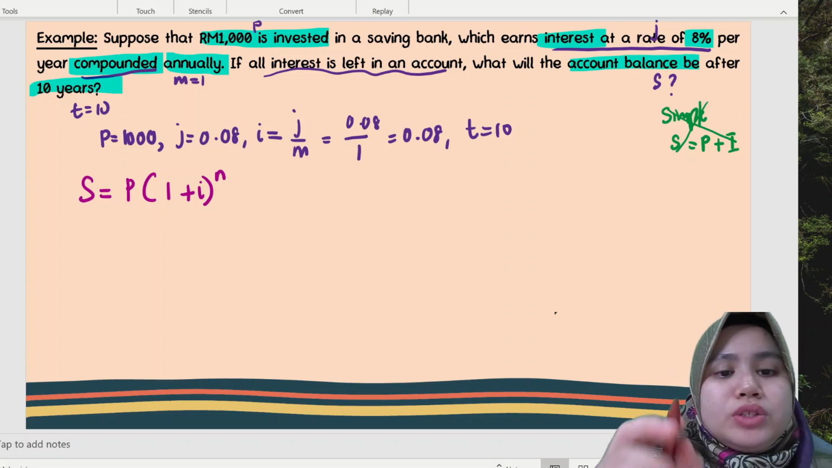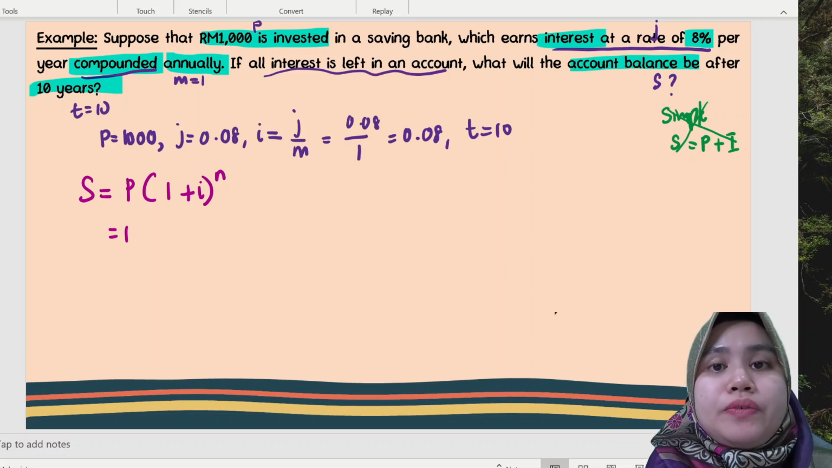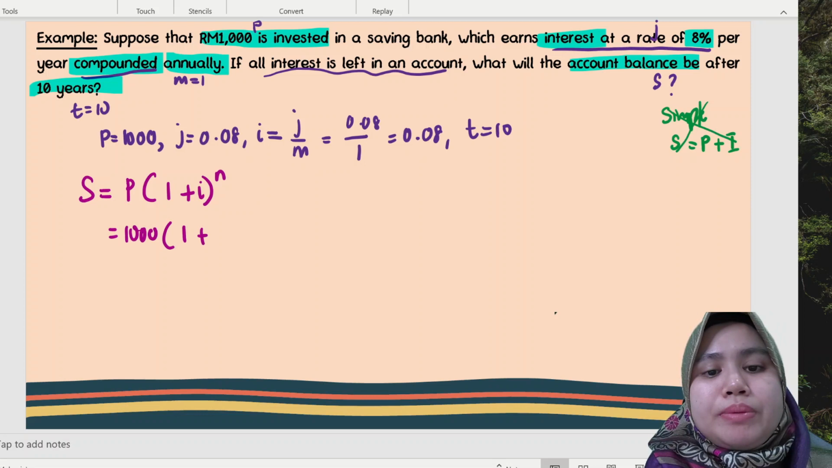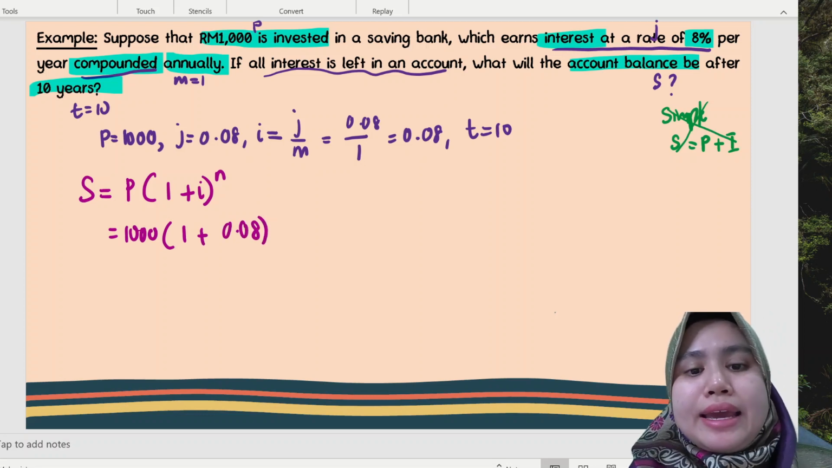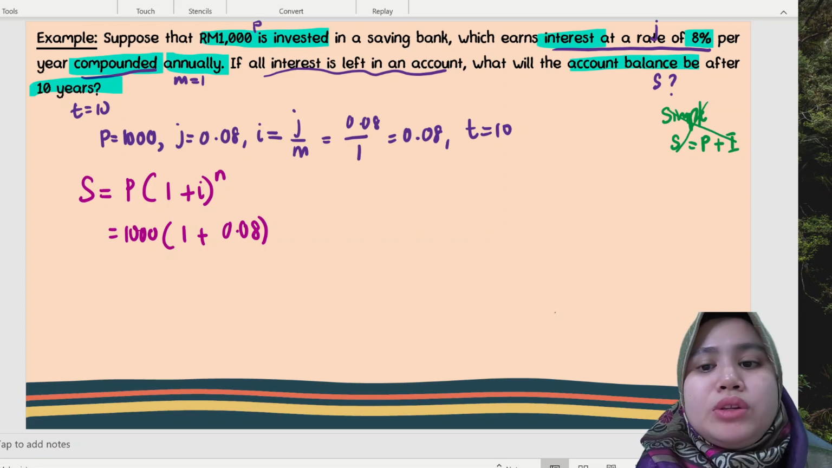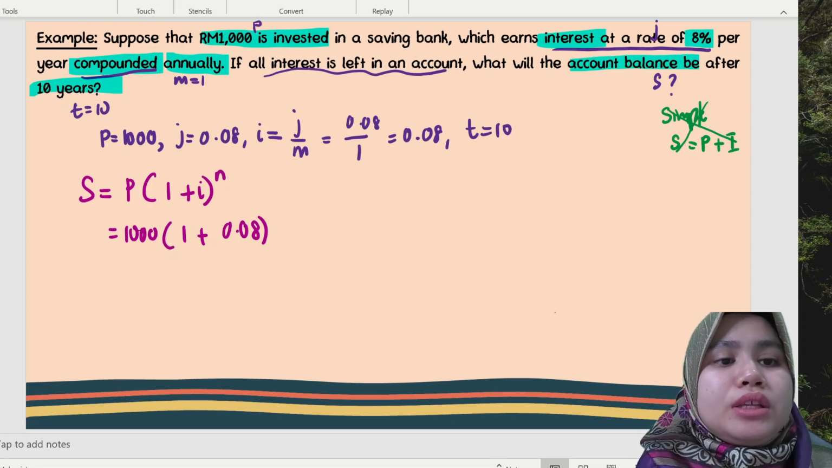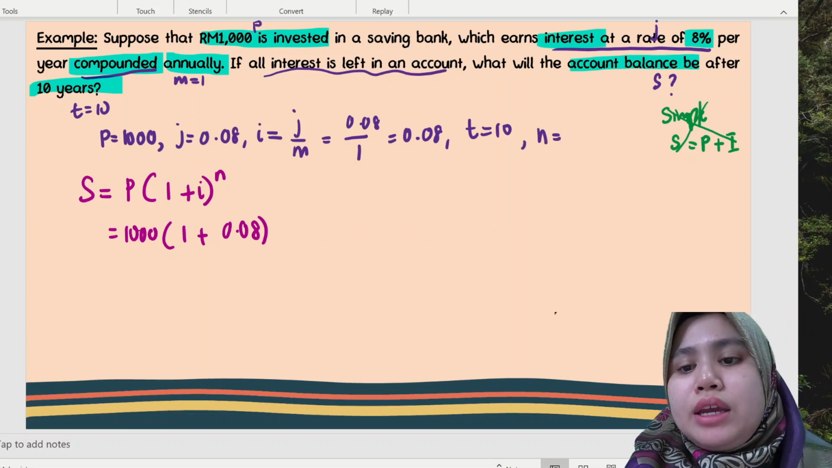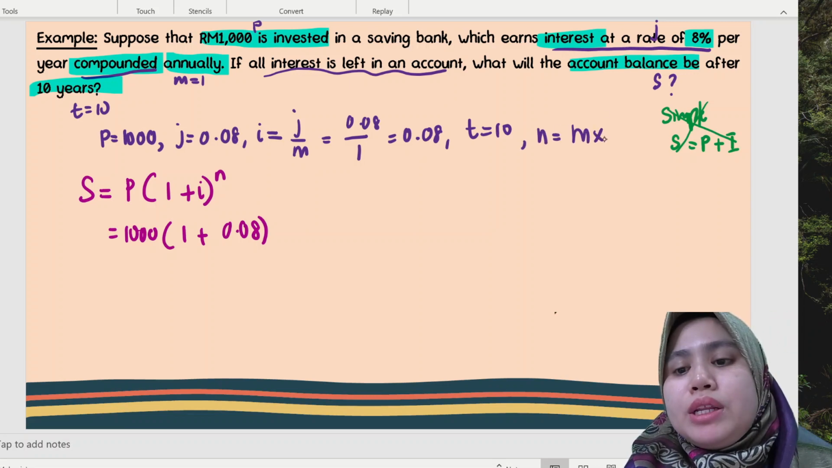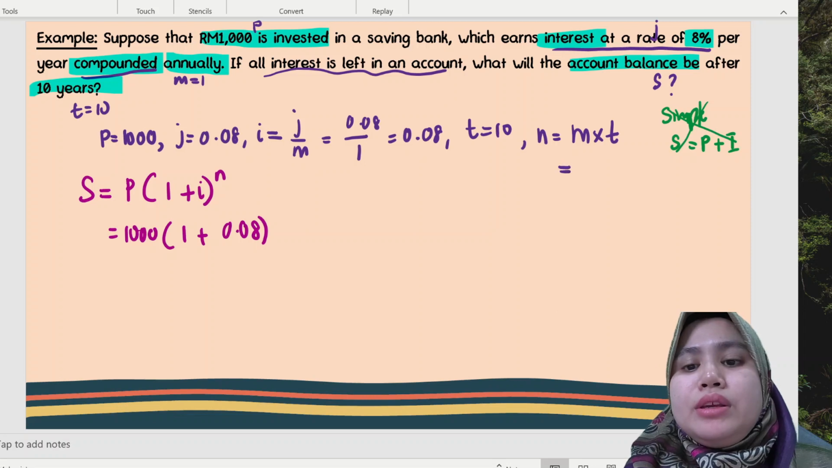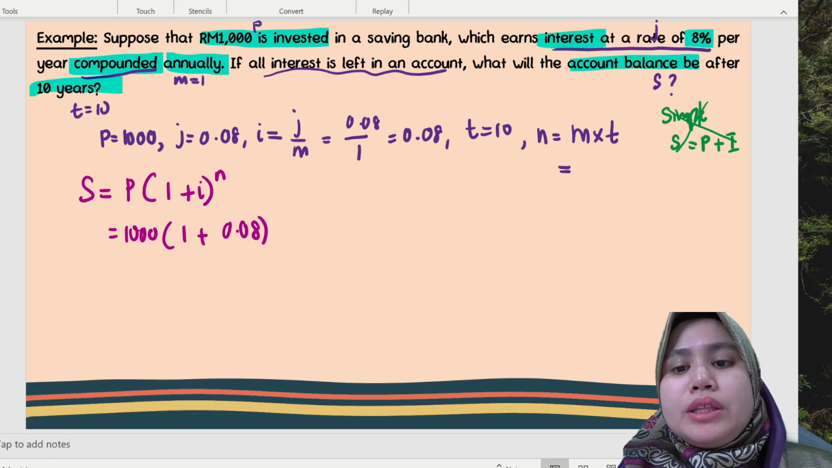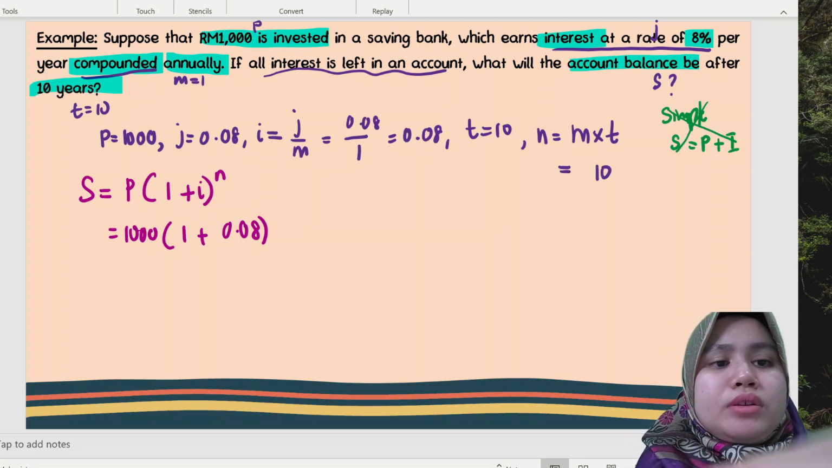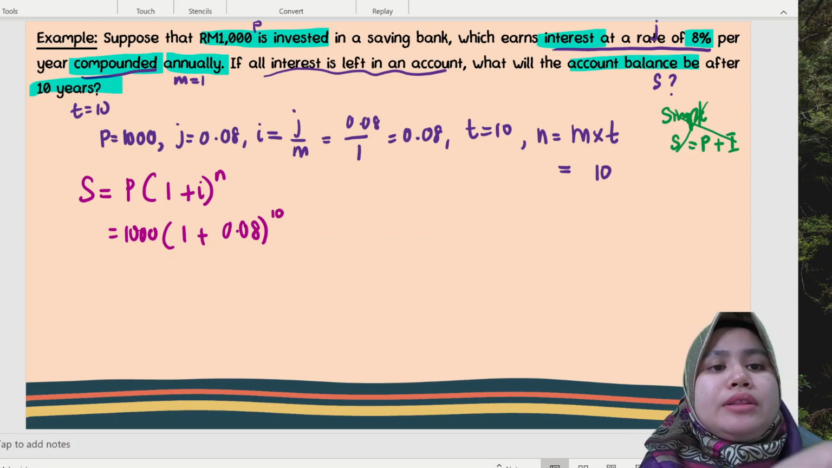So continue. Let's substitute the values: 1000 times (1 plus 0.08) to the power of N. We don't use T here. We need to find your N. Your N is given by the formula M multiplied with T. So your M is 1, T is 10, so N is 10.